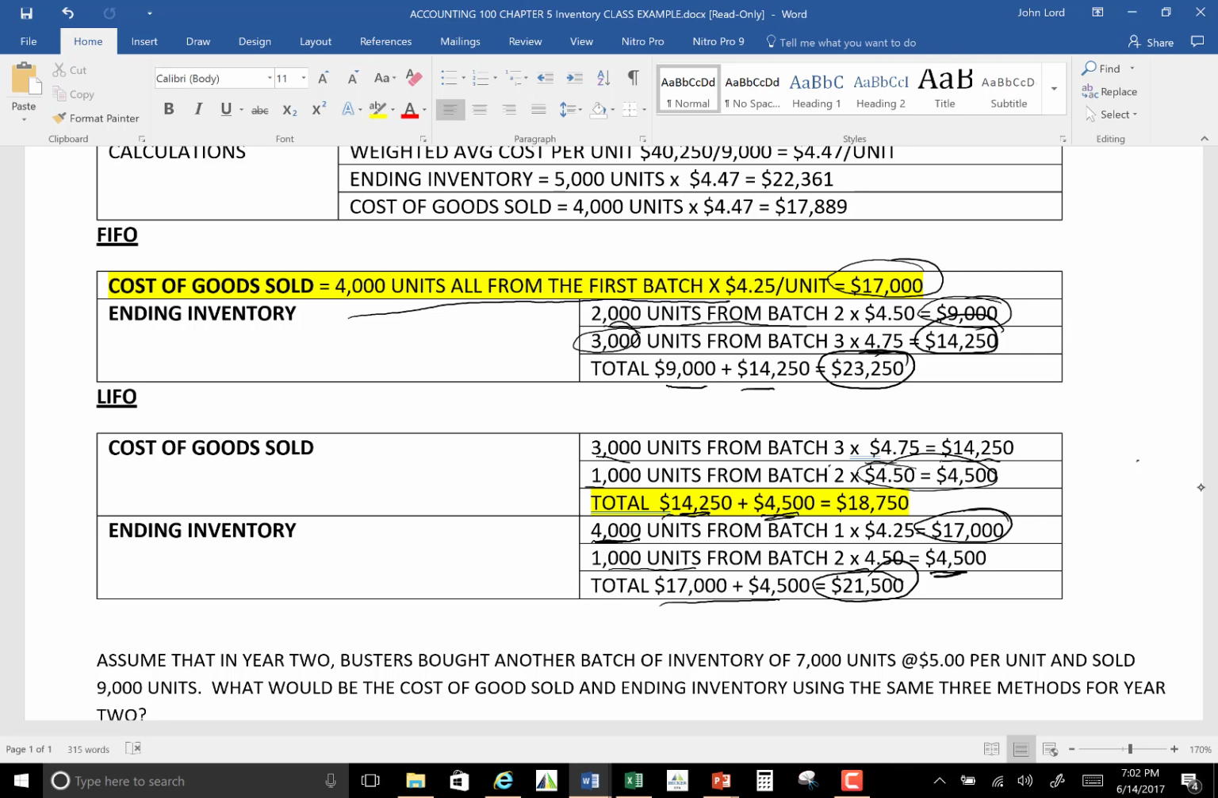Okay, so what happens under LIFO? We'll do the perpetual first, and when I purchase the inventory, I debit inventory 40,250, and I credit cash, right? So that part's exactly the same for LIFO and FIFO. Okay, good. Now what happens? Now I go and I sell my inventory, don't I? And so my cost of goods sold, we've already figured out for LIFO, is 18,750. So I'll debit my cost of goods sold 18,750, and I will credit my inventory 18,750.